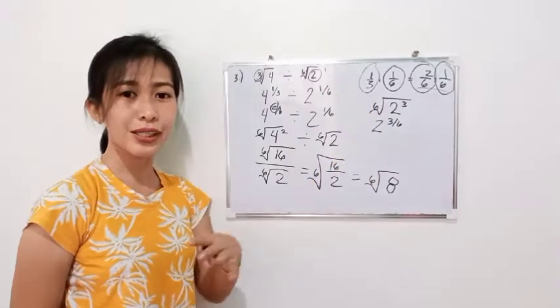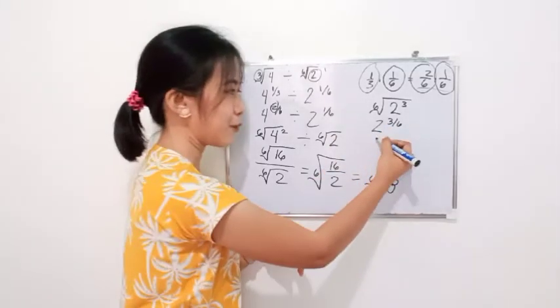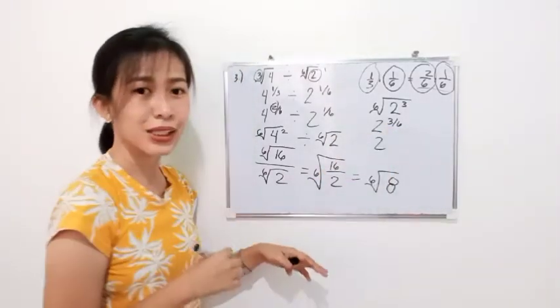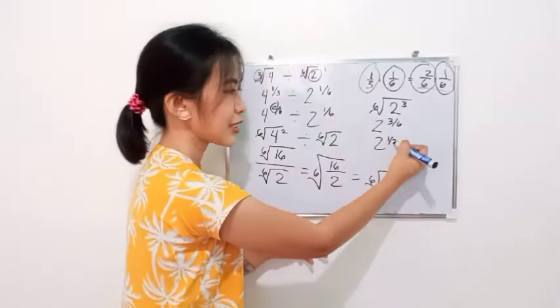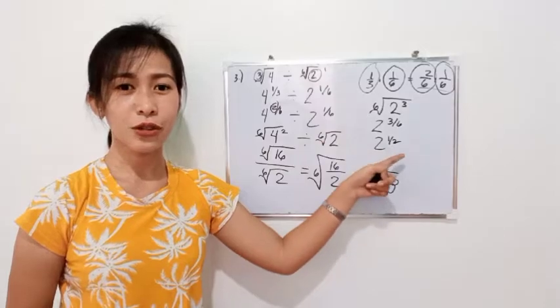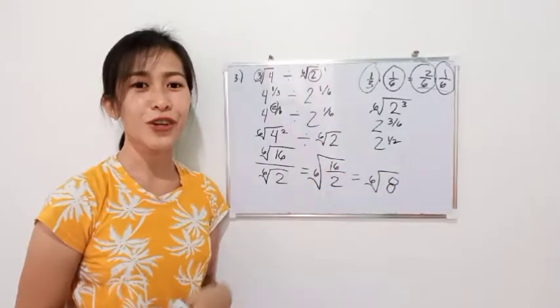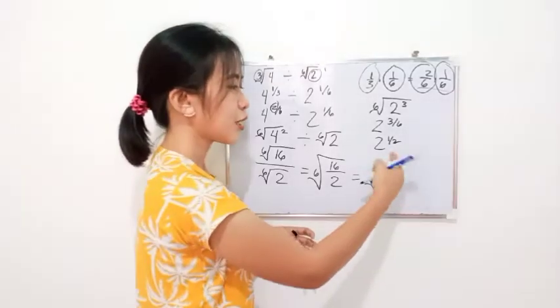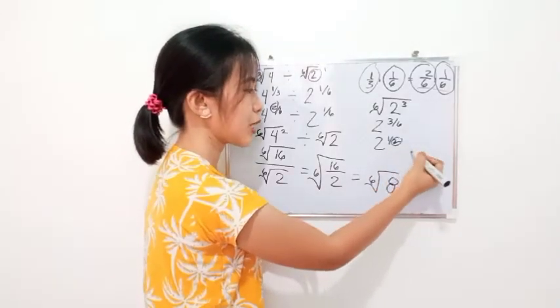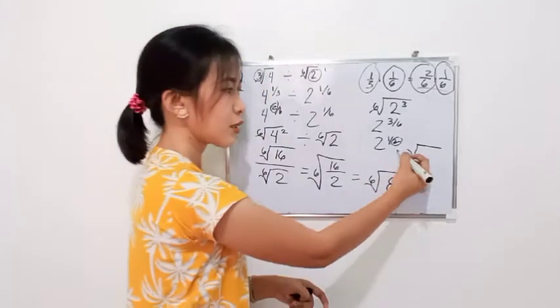Then next to do is to lowest term the exponent. Ilo-lowest term natin yan. And ang lowest term ng 3 over 6 is 1/2. Yan, 1/2. Alright, then right after that, ita-transform natin ulit to into the radical form. Alright? Remember when you are going to transform into radical form, of course, itong denominator, magiging index, and automatic yan ay square root, tama? Okay?